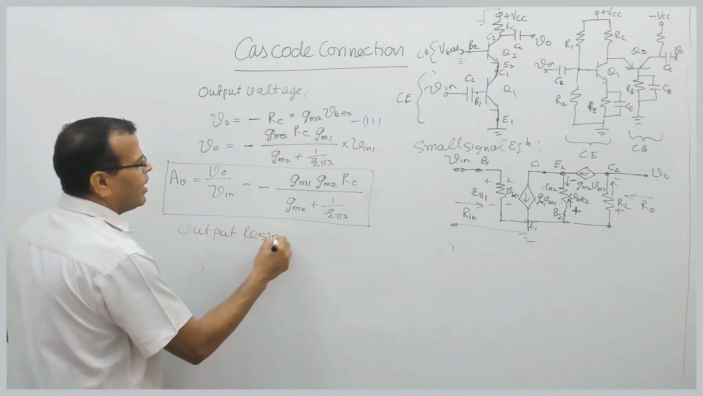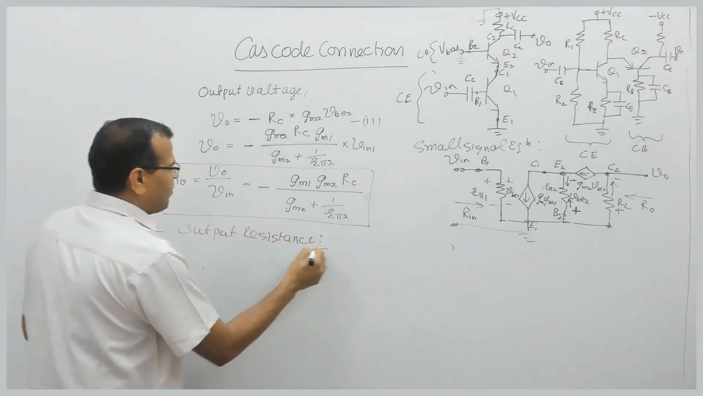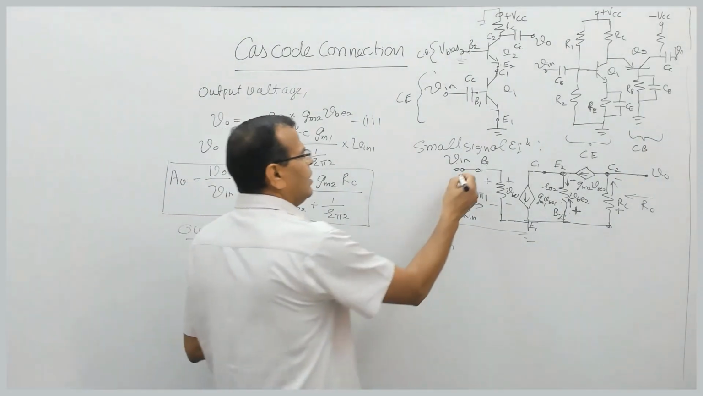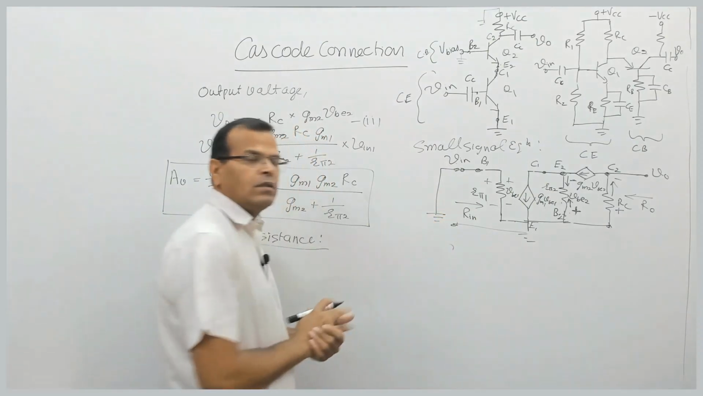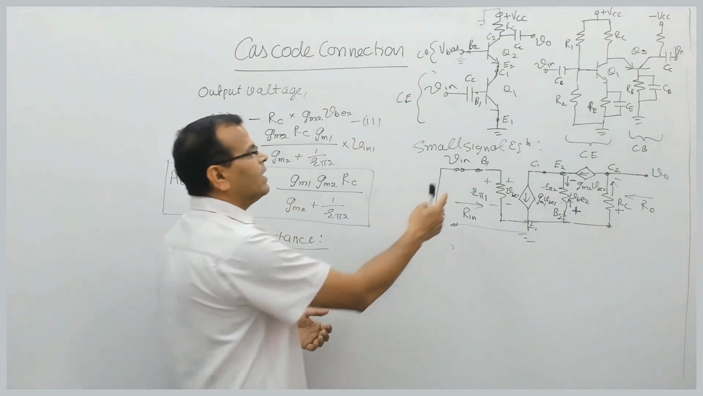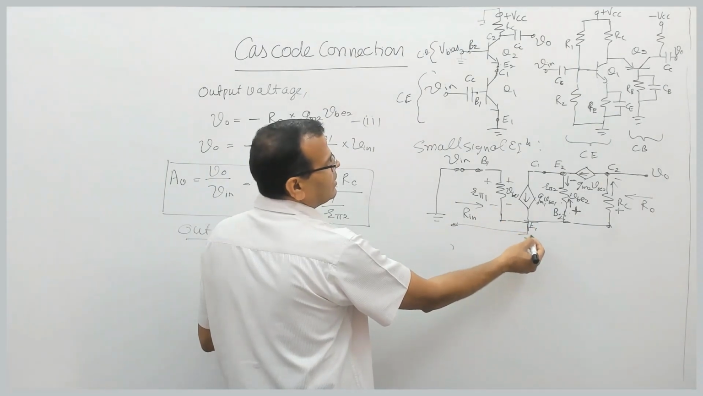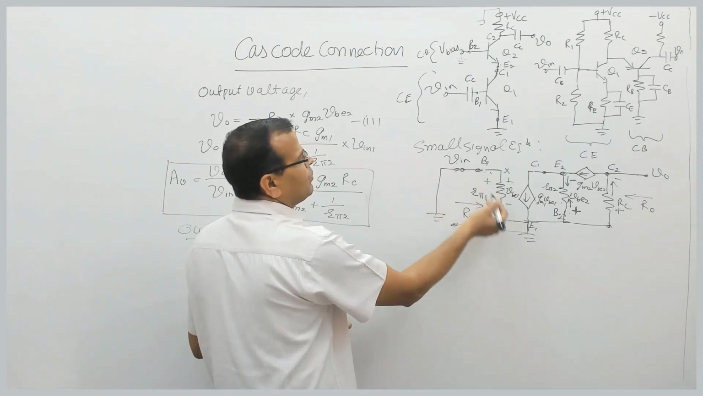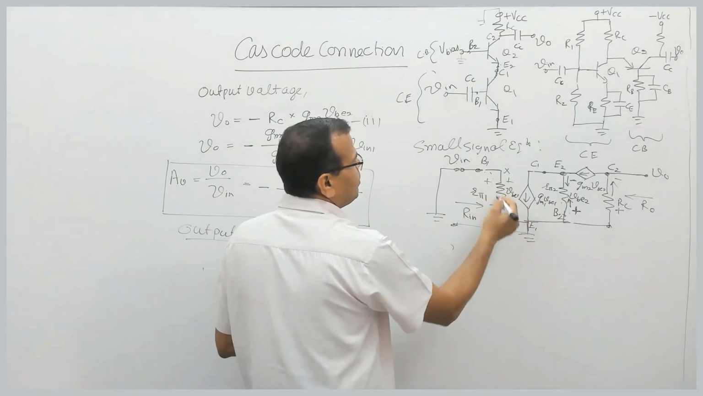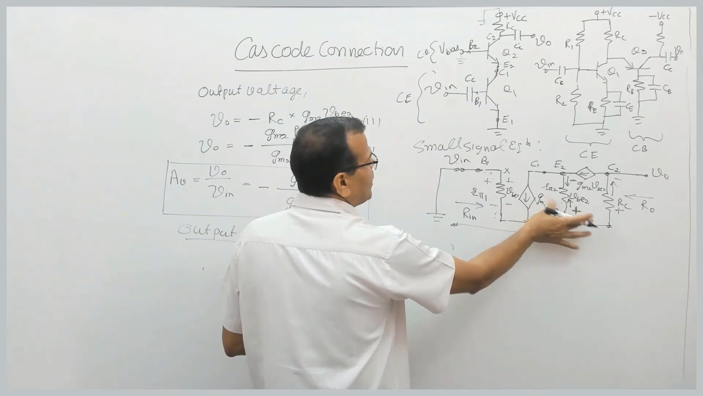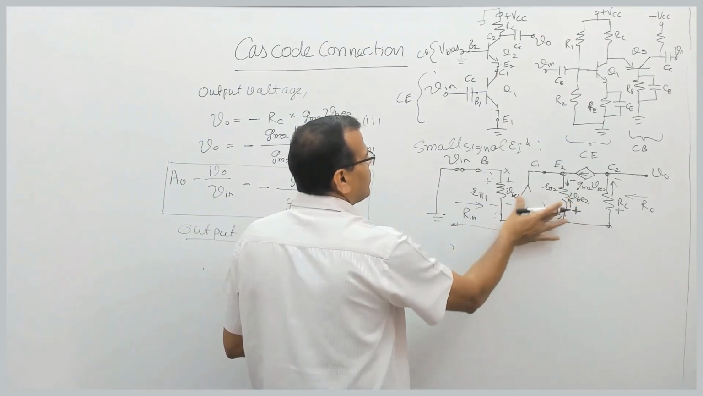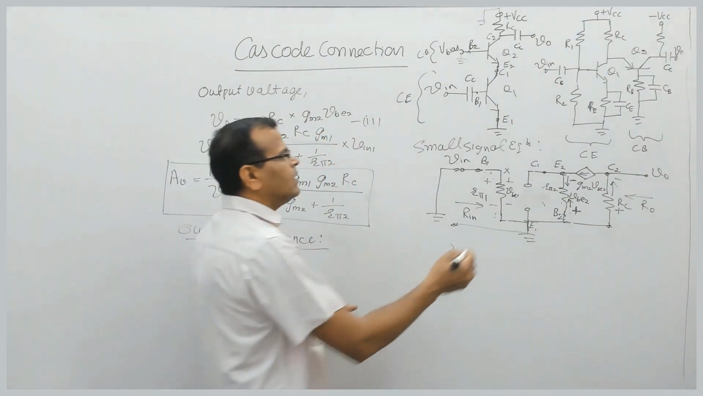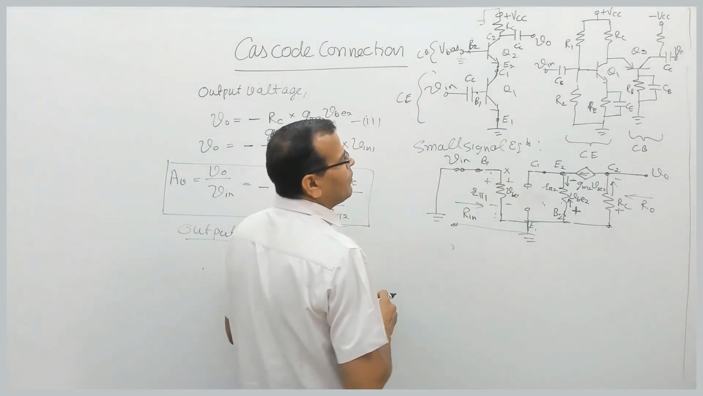Output resistance. How to find output resistance? The procedure is very much clear. For finding the output resistance of the cascode connection, the input is replaced by the short circuit or ground. When it is connected to ground, you can see this terminal is grounded, this is grounded, so voltage across this combination is input voltage, which is 0. So this voltage VBE1 is 0, so this becomes 0. If this is 0, that means this current source is open circuited. When this current source is open circuited, please see it carefully.